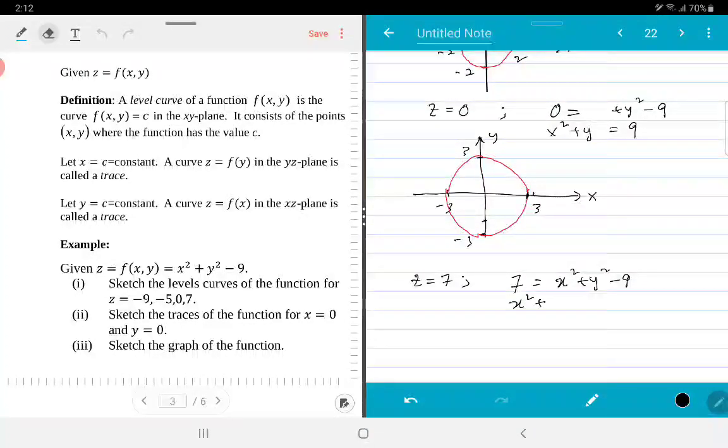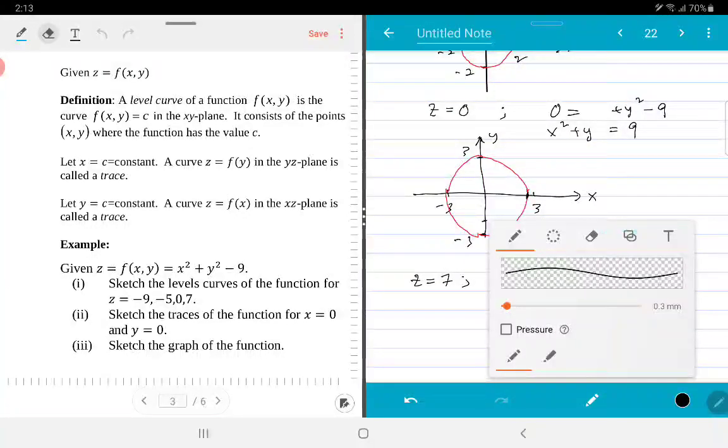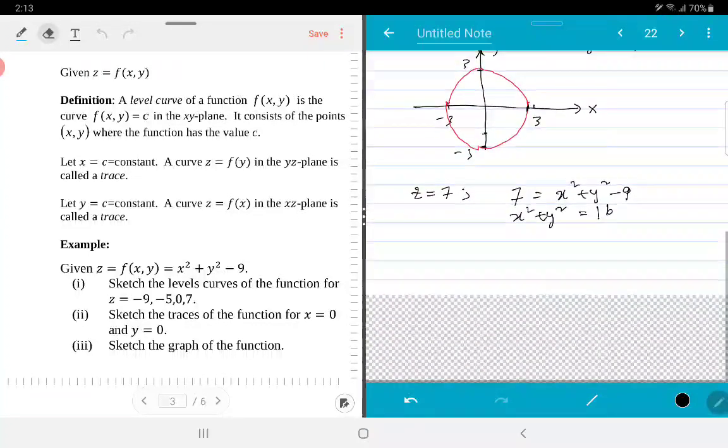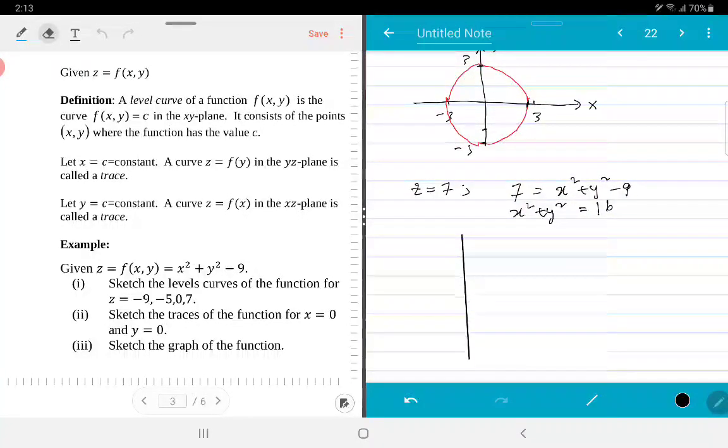Rewriting this, rearranging the equation, we have x squared plus y squared equals 7 plus 9, which is 16. And you do recognize that this is an equation of a circle. The center of the circle is at 0, 0, the origin, but now the radius is getting larger. The radius of the circle is 4. So let's say that's a 4, 4, 4, and draw a circle. So the circle is getting larger and larger. Now the radius is 4.